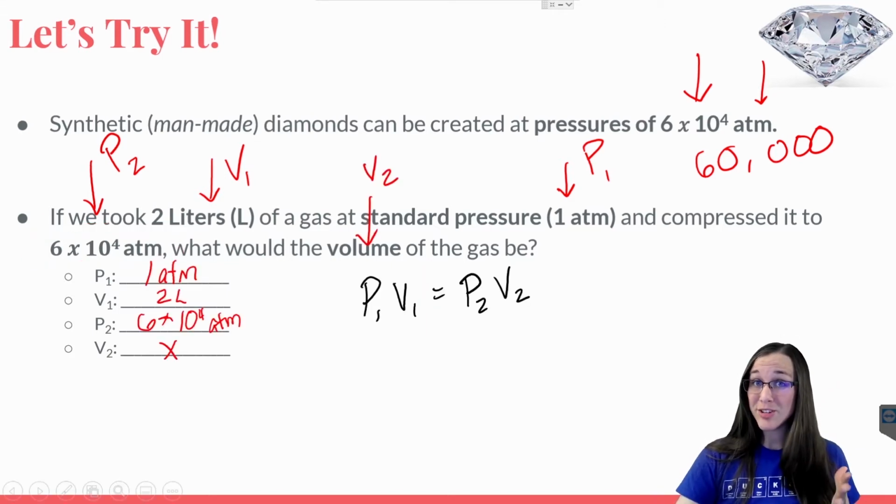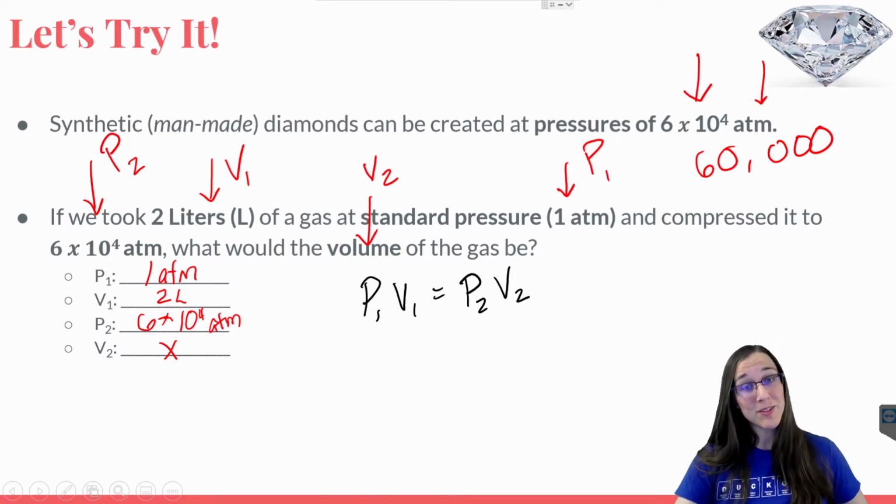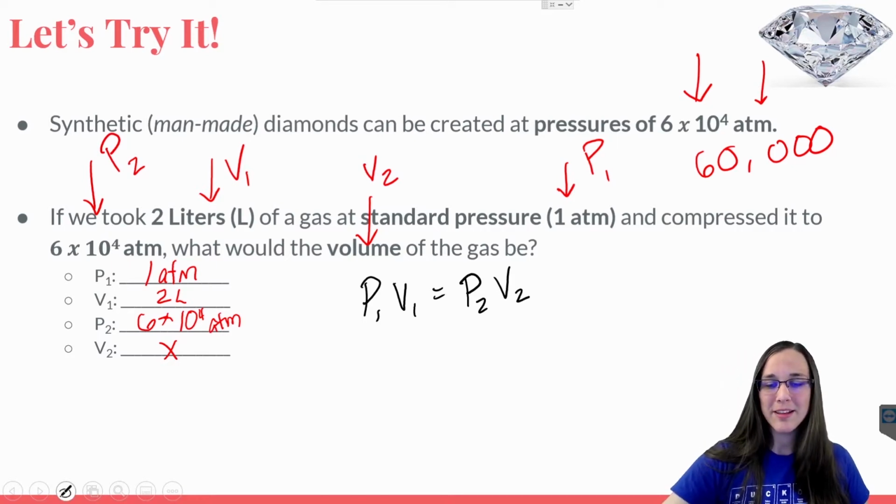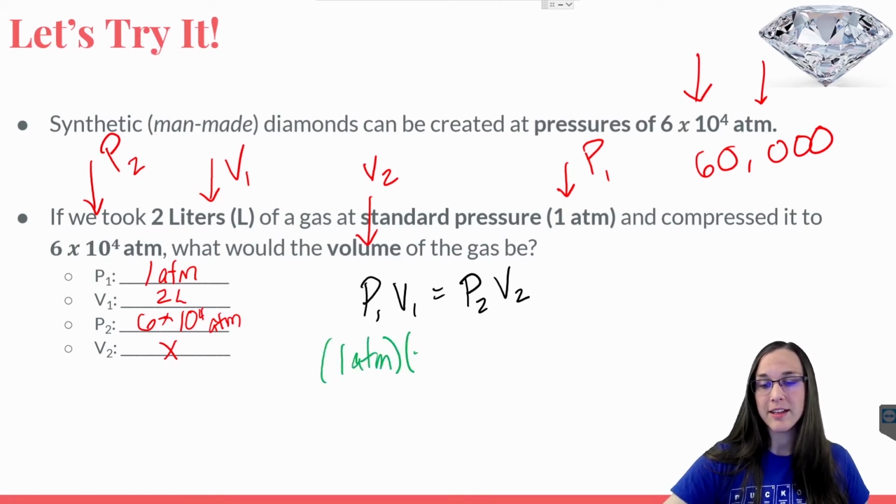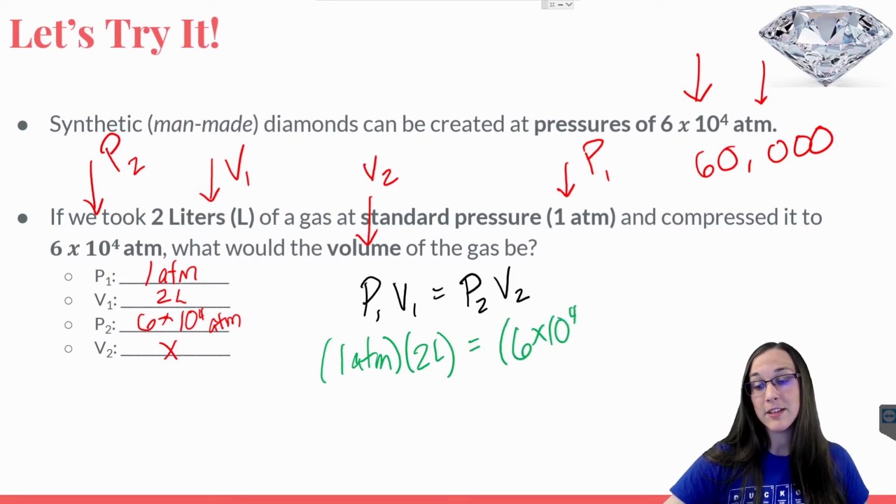All right, now all we have to do is plug and chug into our P1 times V1 equals P2 times V2 equation. Let's take our P1, that's 1 atm, and we're going to multiply that by our V1, that's 2 liters. We're setting that equal to our P2, which is 6 times 10 to the 4th atmospheres, times x. That's what we're solving for.